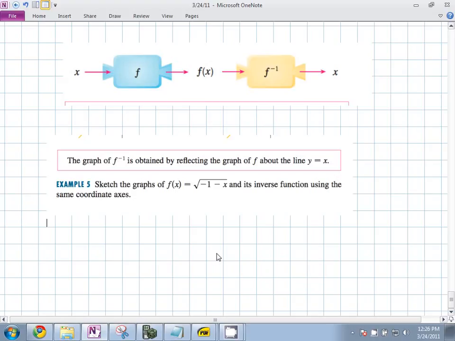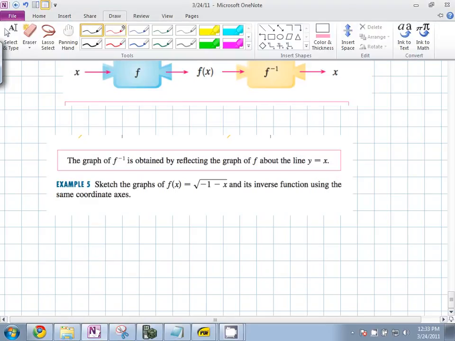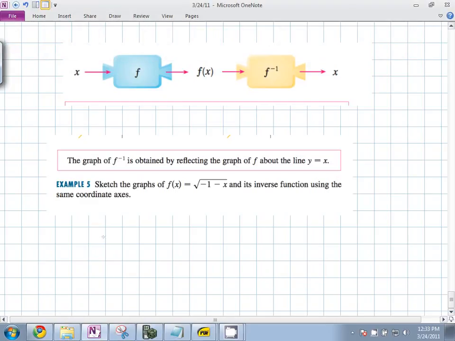Sketch the graph of y = f(x) = -1, the square root of -1 minus x, and its inverse function using the same coordinate axis. So without using your calculator, pick easy numbers, good numbers, ones that actually seem to work nicely. So how about the number -1? What do you get out?